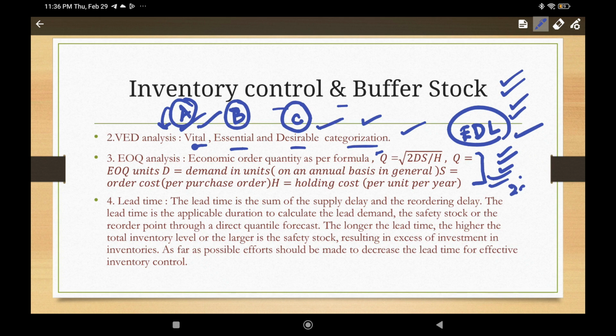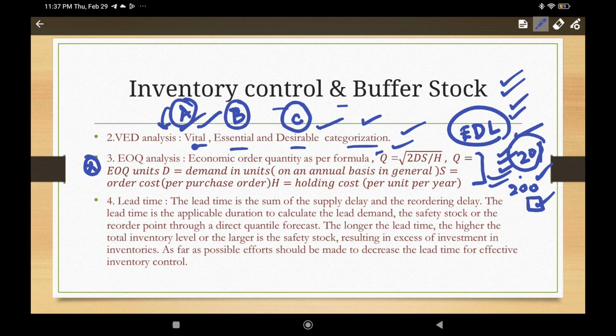Suppose 200 units of that particular thing are required for 1 month, that is the demand. S is the cost of that particular thing per unit, that is 20 rupees per unit. H is the holding cost. Now if we keep it in our store, then how much will it cost per year, that is the holding cost. If we put these values in this equation, then the Q value will come. And EOQ is not applicable for our store and we do not have to give much importance to it.